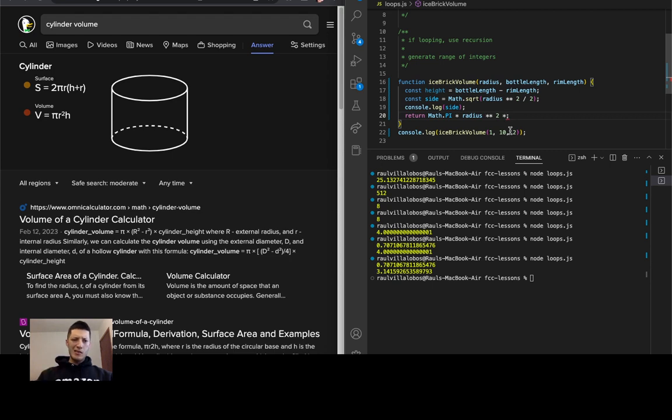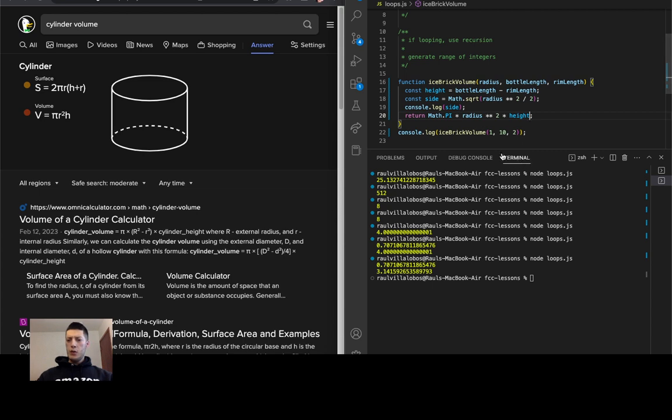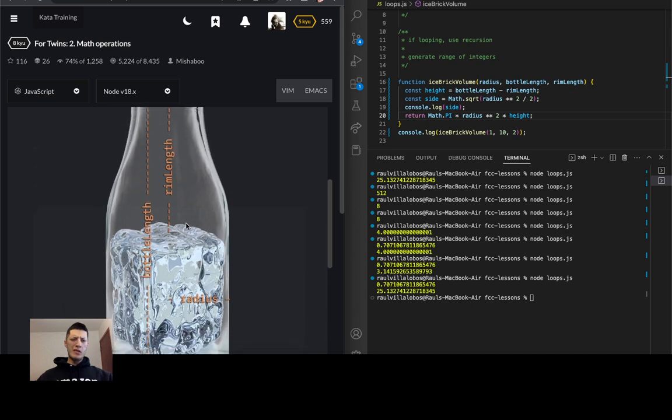Next, it's the height, which is 8 actually. So 8 pi, pi times height. Yeah, that's not 16, bro. That's 25. What would make it equal 16?